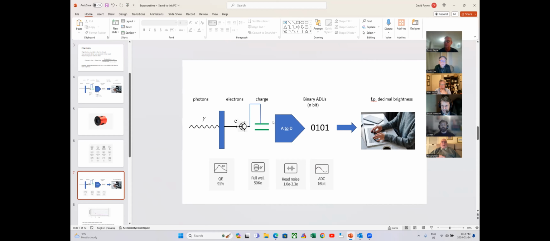If you add more charge than that, then this can only count that high, and you'll just chop off the tops of your stars. So this will read as the well is full. Add more electrons, it can't get more full than totally full, so you'll lose that information.